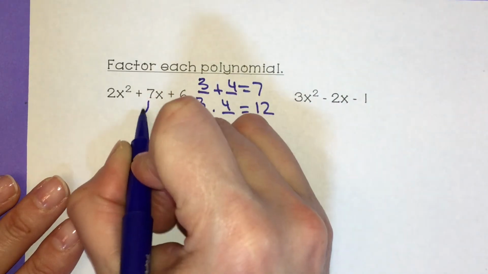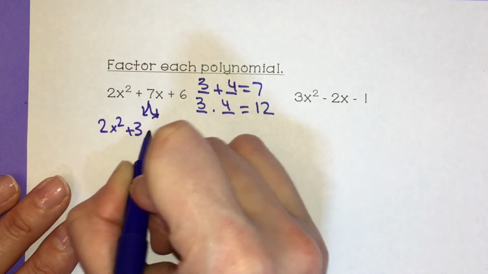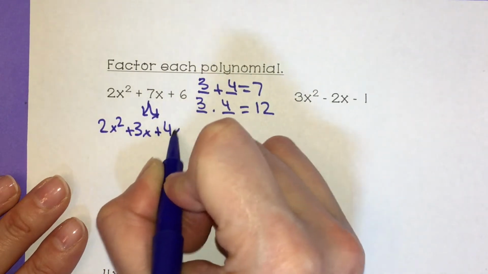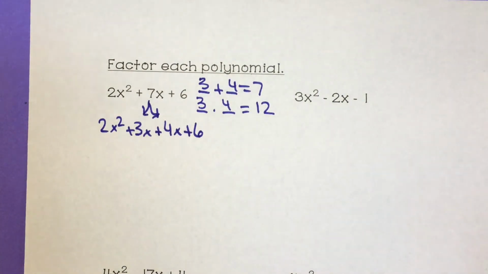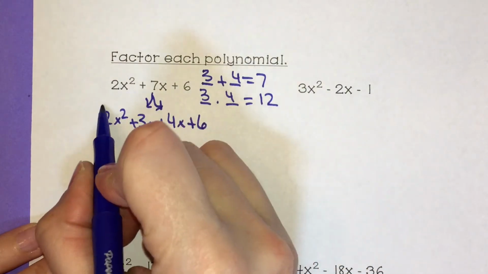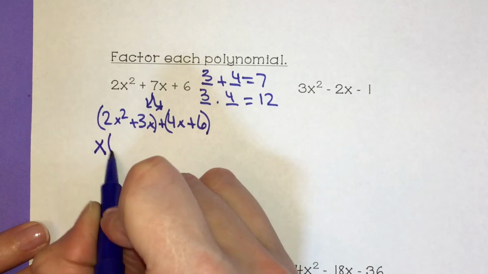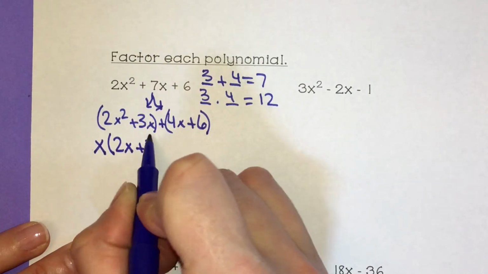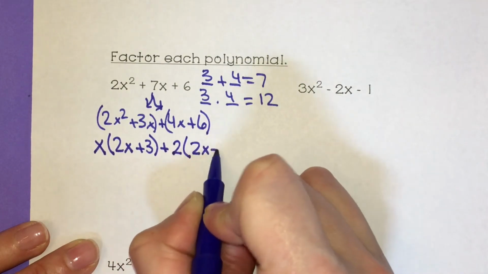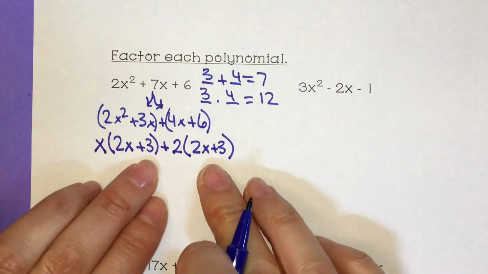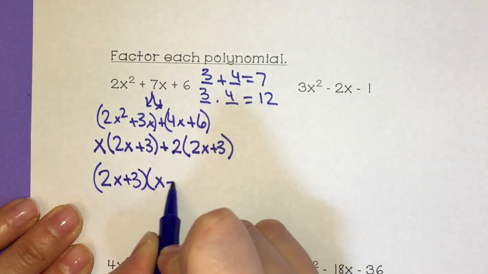So this breaks down to 2x squared plus 3x plus 4x plus 6. If you reversed your 3x and 4x, you're going to get the same final answer as me, so don't worry. Put parentheses around your first 2 and your second 2. Here I can factor out an x, and I'm left with 2x plus 3. Plus, I can factor out a 2, and I'm left with 2x plus 3. Factor out my greatest common factor of 2x plus 3, and it's multiplied by x plus 2.